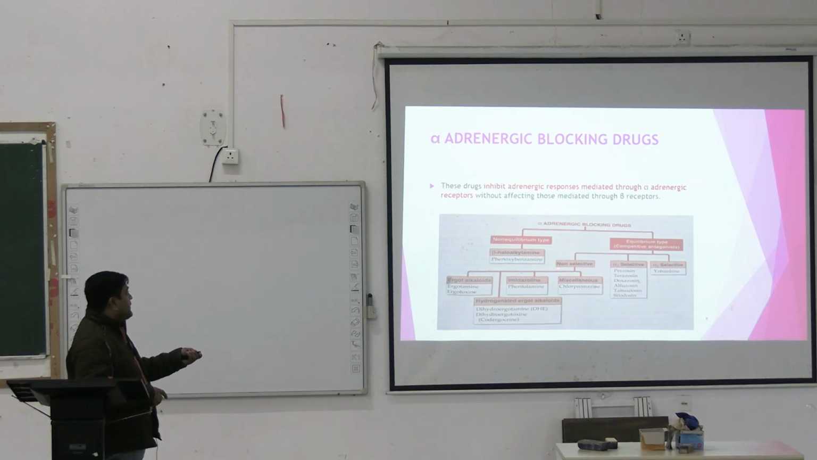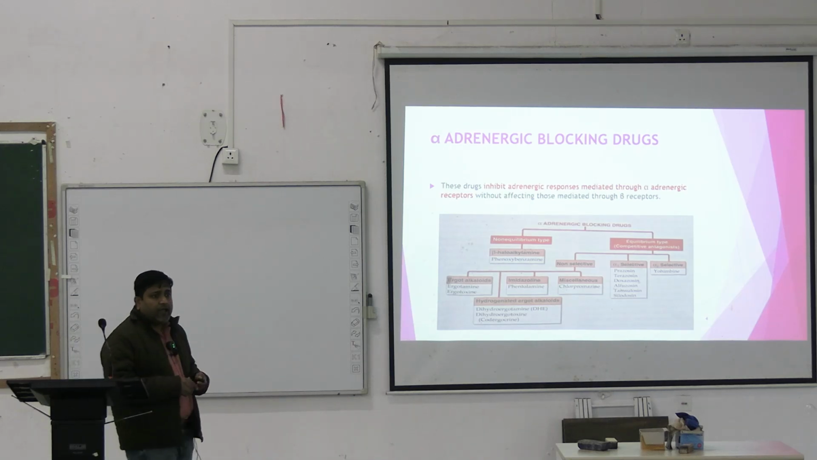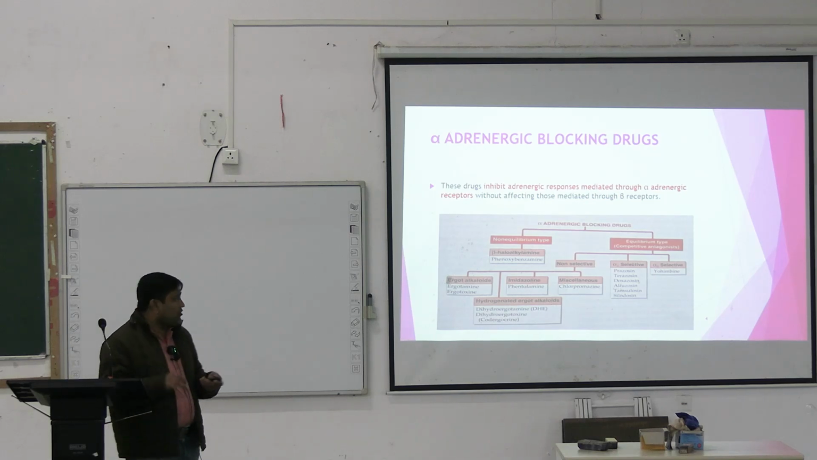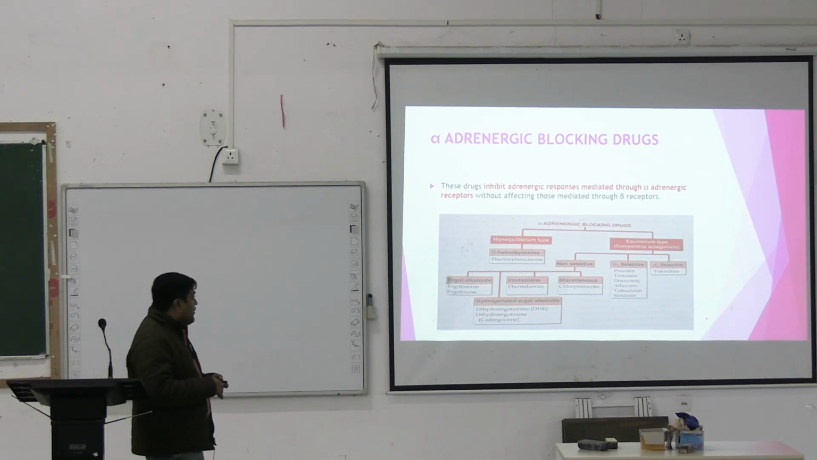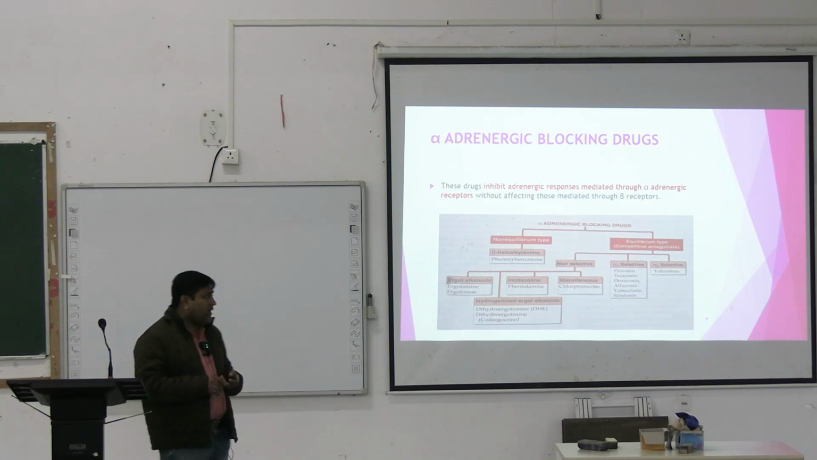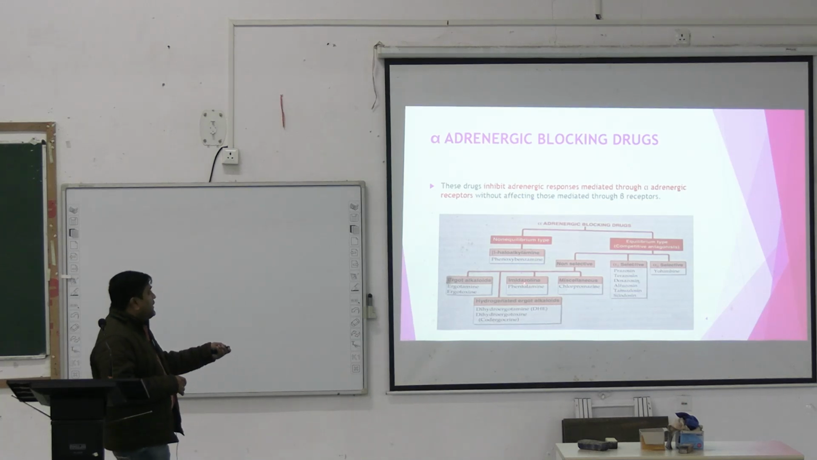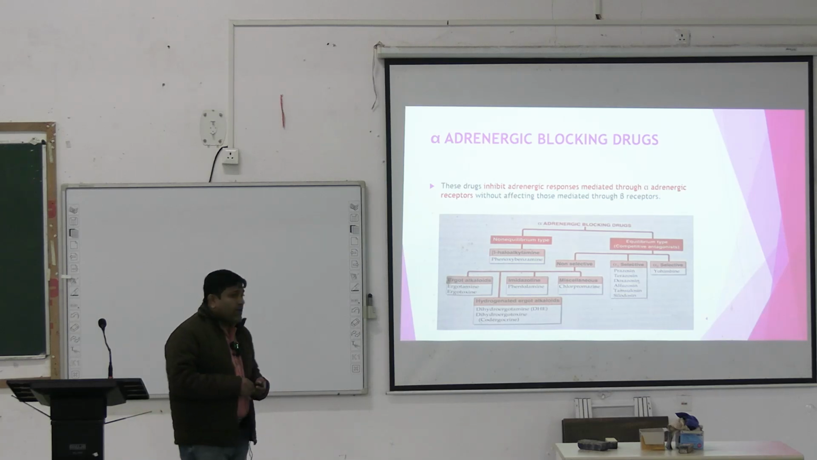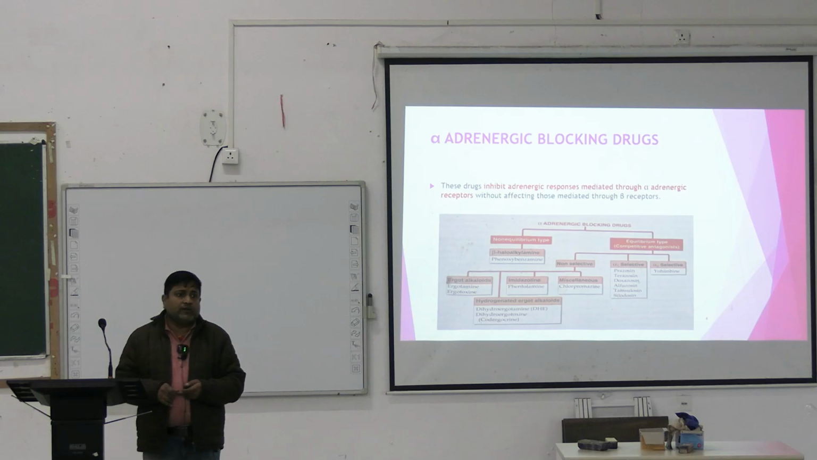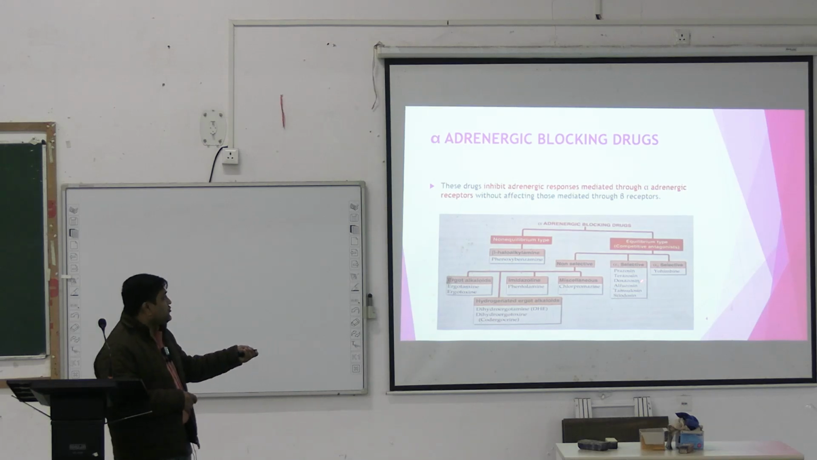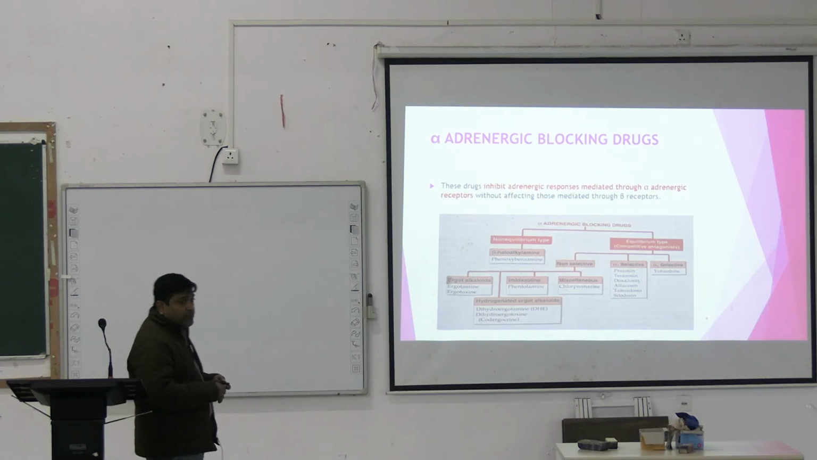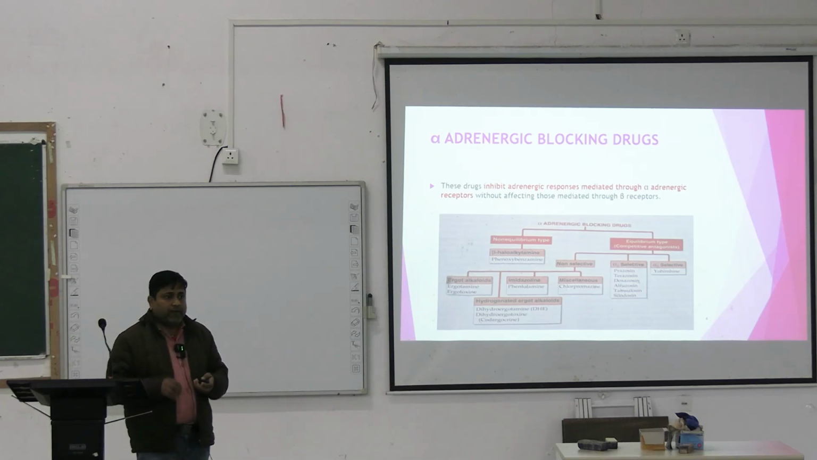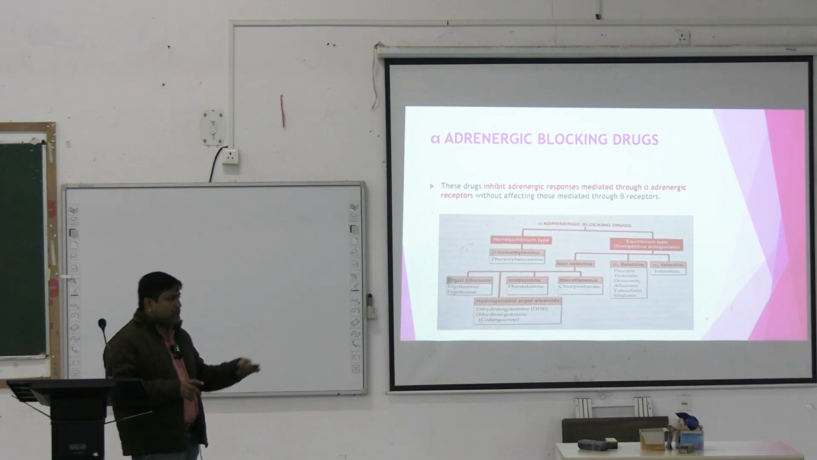And equilibrium type can be non-selective, that means both alpha 1 and alpha 2, that includes ergot alkaloids, ergotamine, ergotoxin, hydrogenated ergot alkaloids, dihydroergotamine, dihydroergotoxin, then phentolamine and chlorpromazine. Among the selective alpha 1 blockers, it is prazosin, terazosin, doxazosin, alfuzosin, tamsulosin and silodosin. Alpha 2 selective is yohimbine. Yohimbine has no clinical use.